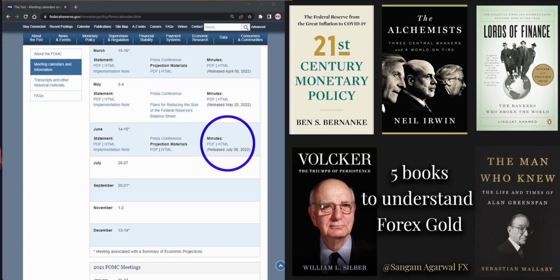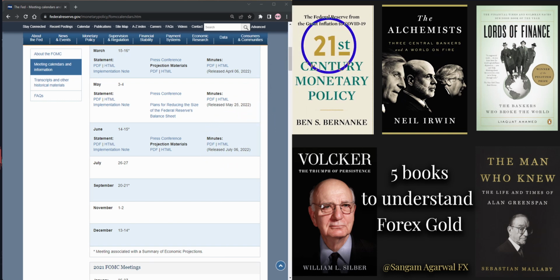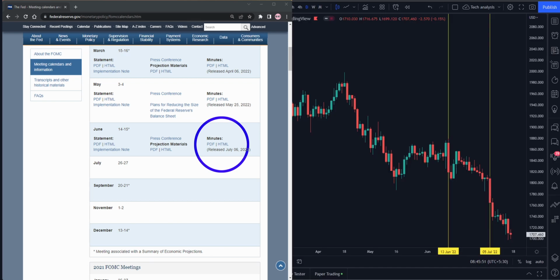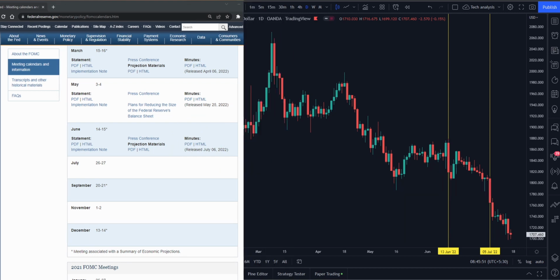and if you do not have time to read all of these, then read at least this 21st Century Monetary Policy by Ben Bernanke, because this book explains very well the value of the FOMC minutes, why they are important and how they move the market, and it is visible on the daily chart, the gold price action one day before the interest rate decision and one day before the FOMC minutes, because inflation will not go back to 2%.